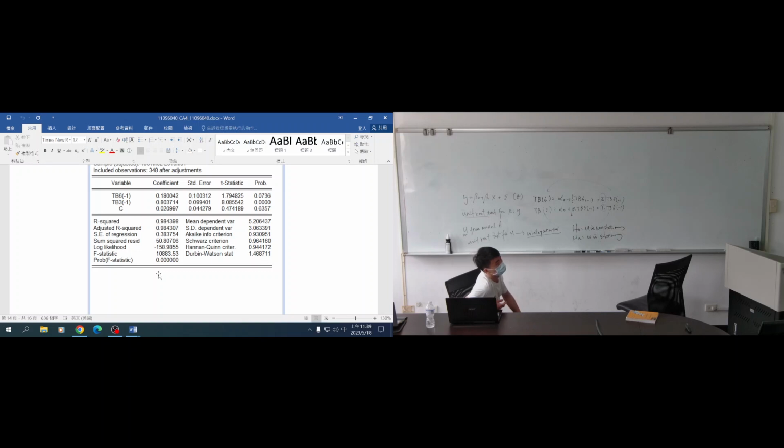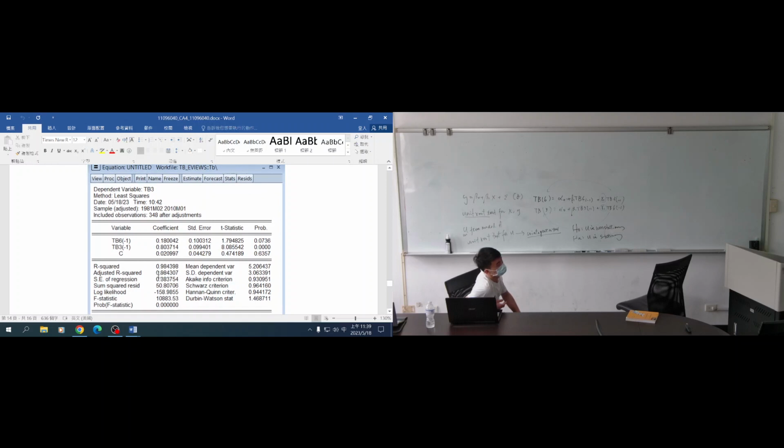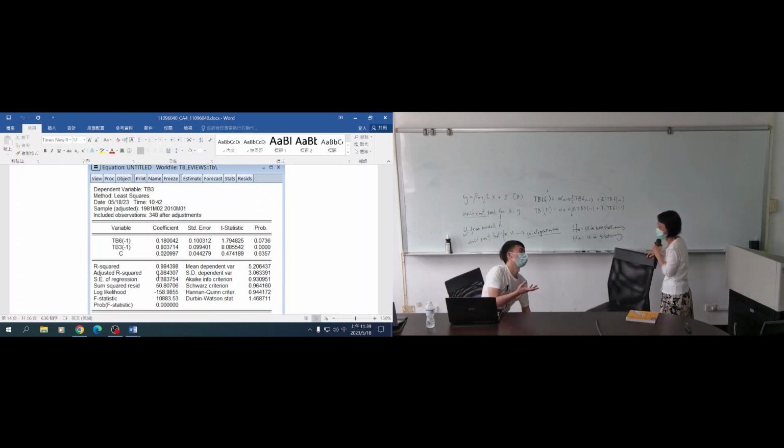Okay? So in that case, this makes sense. TB6 Granger causes TB3, but not TB3 Granger causes TB6. So this makes sense in reality. But stock price, I'm not sure about it. Kind of like the same.